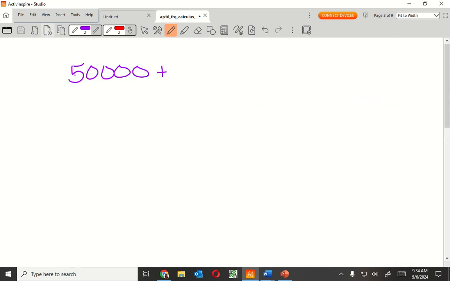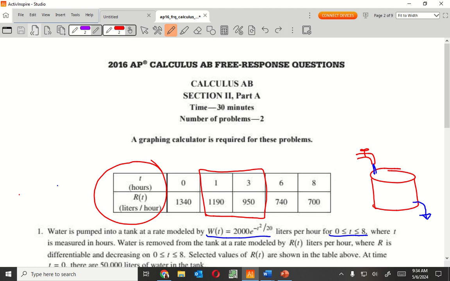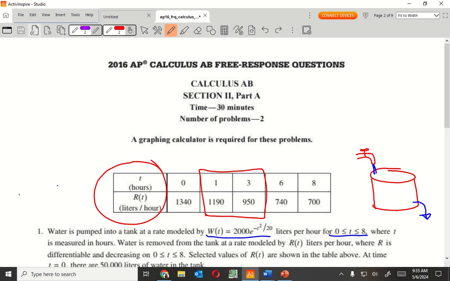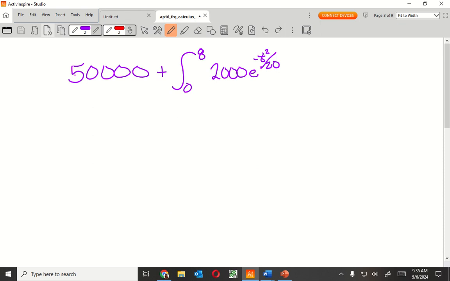Plus, now I have water going in, don't I? Yeah, there's water going in, so I still haven't dealt with this one yet, but from 0 to 8, I still have that other equation, which is my W equation, the water going in, which is W of T, 2,000 e to the negative T squared over 20, liters per hour. And this is going to be my dt.